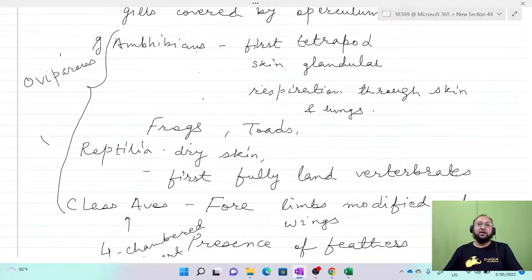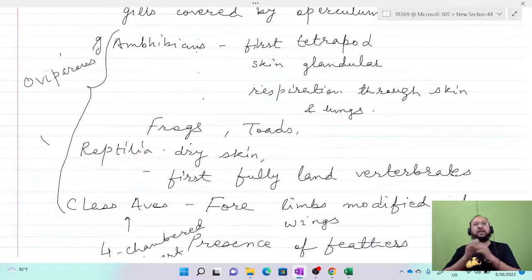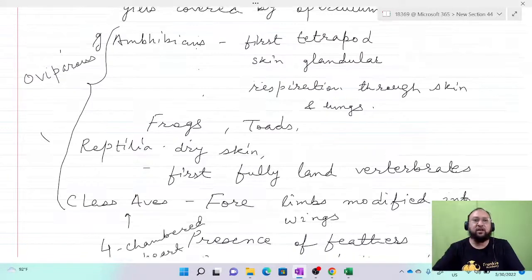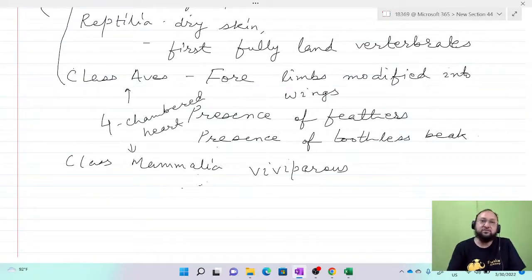But in case of Mammalia, we find that they do not lay eggs. Rather, the development of the fetus takes place within the body of the mammal, and when it's fully developed, they give birth to the young ones. So that is called viviparous. So mammals are viviparous. Some other features are also there which are very notable.